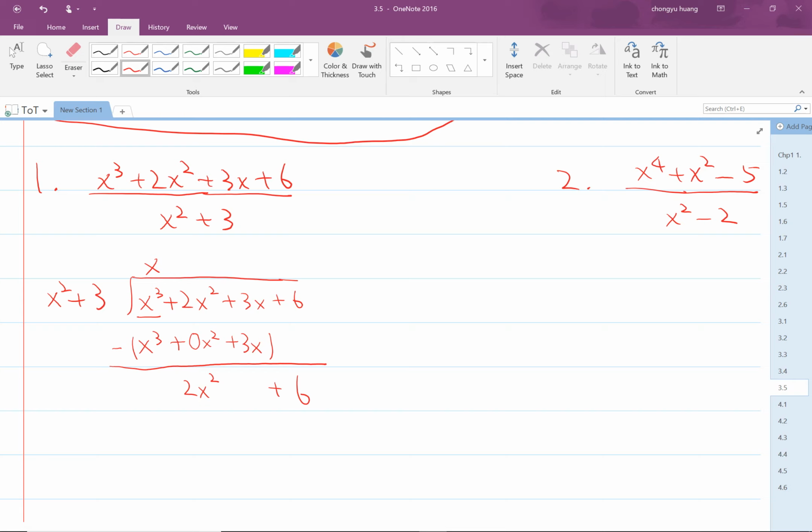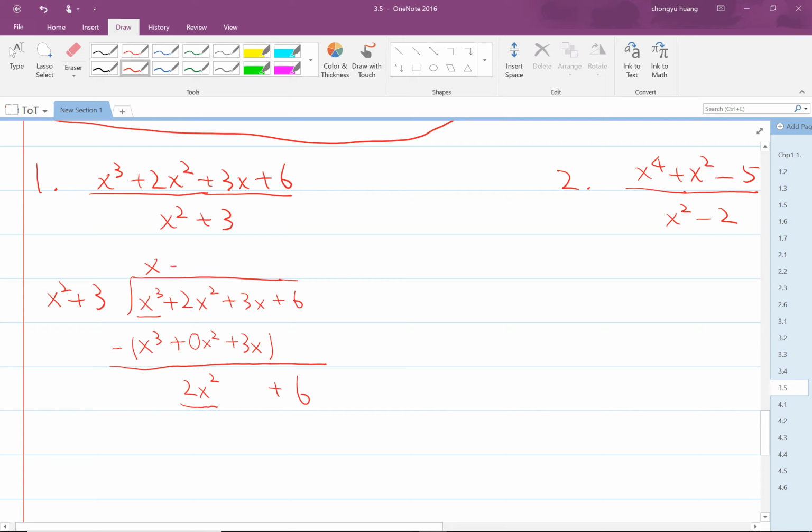2x to the power 2 minus 0 is actually equal to 2x to the power 2, right? And finally 3x minus 3x is equal to 0. Okay, so the thing we have to get rid of right now is 2x to the power 2.